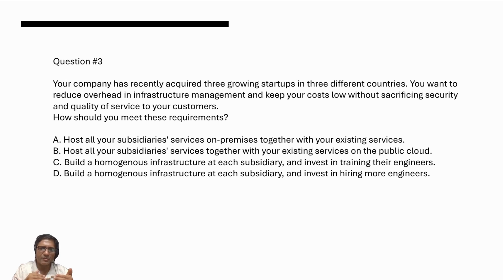C says build a homogeneous infrastructure for each subsidiary, that is, you build a data center for each subsidiary separately, and then train the engineers, and option D says hire more engineers. So the right answer is to host everything in the public cloud, so your option B. Why? Because you want to keep your cost low. If you read the question, you want to reduce the overhead of infrastructure management and keep your cost low without sacrificing security and quality of your services to your customer. If you don't want to do the upfront costing, then you have to go to the public cloud. That's the best way out.